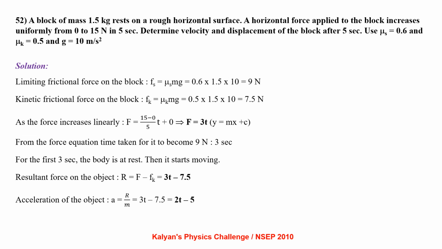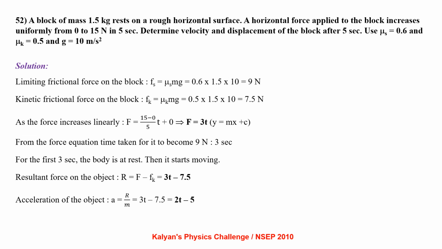square. The limiting friction between the two surfaces, that is the maximum value of static friction, equal to mu static into m into g, which comes out to be 9 Newton. The kinetic frictional force between the two surfaces comes out to be 7 Newton. As the applied force increases linearly with time, we can write F equal to 15 minus 0 by 5 into t plus 0, that comes out to be F equal to 3t.